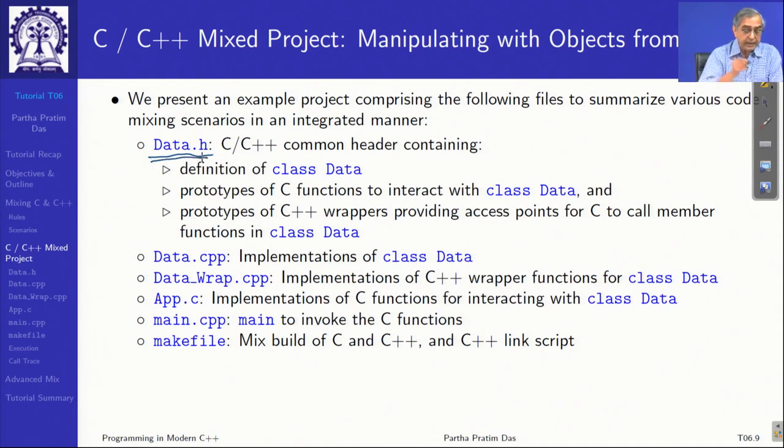So, data.h is assumed to be a common header. This common header, which is kind of the bridge between the C part of the project as well as the C++ part of the project, will be included on both sides. It will include, for C++, the definition of a C++ class data. It will also have prototypes of C functions to interact with this data. It cannot directly interact, but there are prototypes of interaction with the class data, its members and so on.